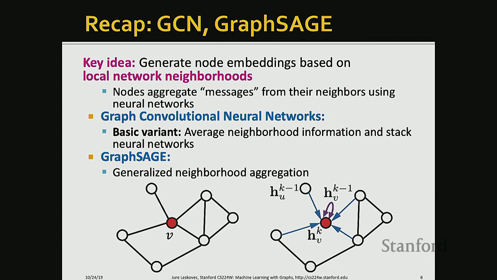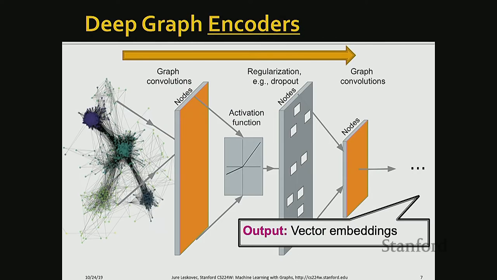Right, and we talked about two methods that are able to do this. We talked about the graph convolutional neural networks, or GCN, that basically say, let's take the messages from the neighbors and let's average them together. And then we talked about GraphSage, which is a generalization of this that allows you to not aggregate from all the nodes, allows you to aggregate from subsets of the nodes, and allows you to aggregate in this generalized way, which gives you much better performance in practice. So that's a review of what we talked about a week ago.